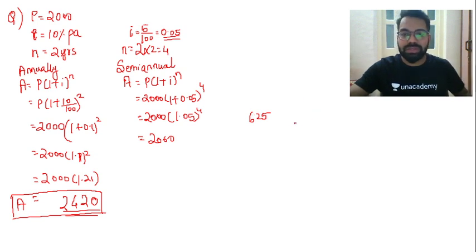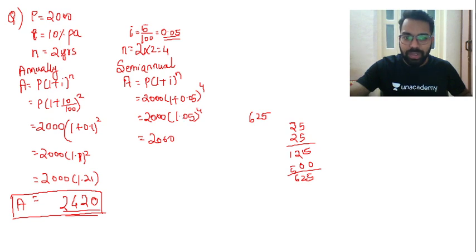How is that? Does everyone know that 5 into 5 is 25? And if you calculate 25 into 25, this is 5 into 5, which is 25, carry 2. 5 into 2 is 10, this is 125. 2 into 5 is 10, 1 carried, which is 5. 500 plus 125 is 625. So 0.05 to the power 4 will be nothing but 625, and every time you multiply it with this.